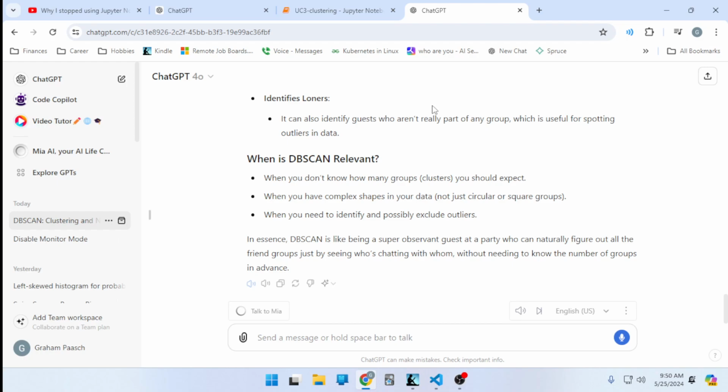When is DBSCAN relevant? When you don't know how many groups, clusters, you should expect. When you have complex shapes in your data, not just circular or square groups. When you need to identify and possibly exclude outliers. In essence, DBSCAN is like being a super observant guest at a party who can naturally figure out all the friend groups just by seeing who's chatting with whom, without needing to know the number of groups in advance.